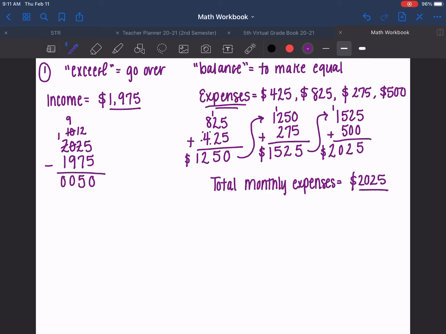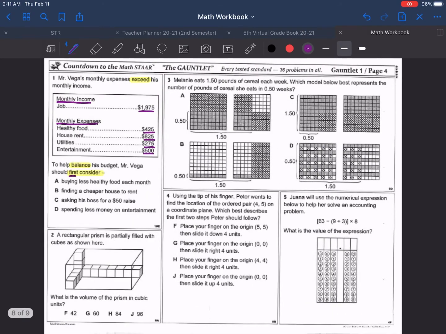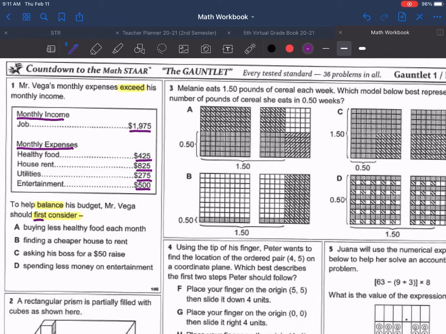And when we finish our subtraction, we find out that Mr. Vega goes over his budget by $50. It's not a lot, but the whole point is that he wants to balance his budget. So let's start looking at what we should first consider.